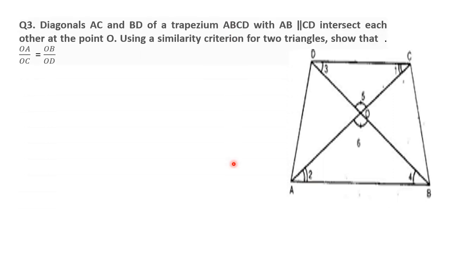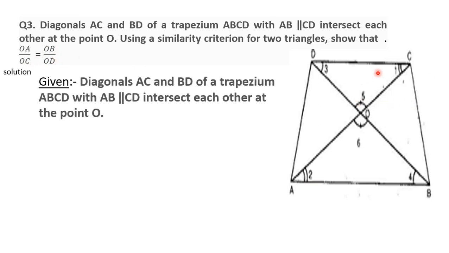Now the next question, number 3, says: diagonals AC and BD of a trapezium ABCD with AB parallel to CD intersect each other at the point O. Using a similarity criteria for two triangles, show that OA upon OC is equal to OB upon OD. So we are given a trapezium ABCD, and AC and BD are the diagonals intersecting at point O. We have to prove OA upon OC is equal to OB upon OD.